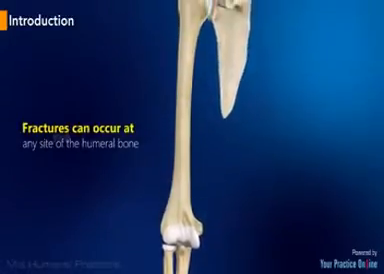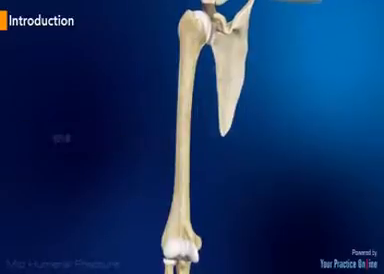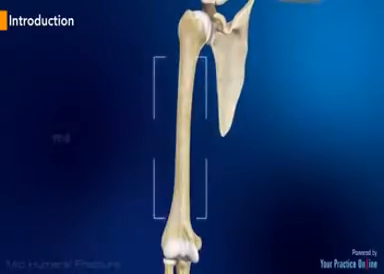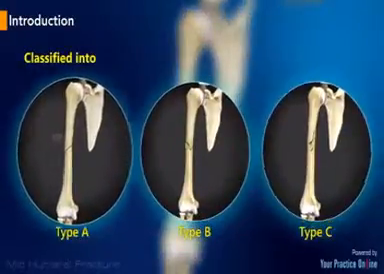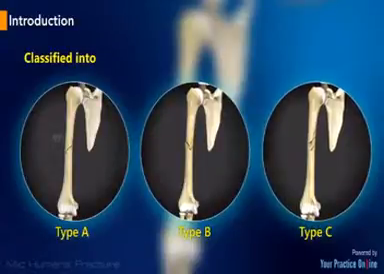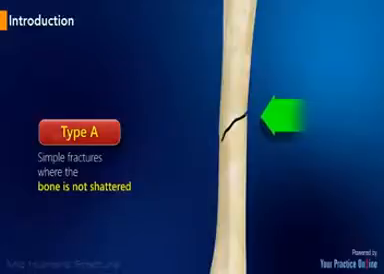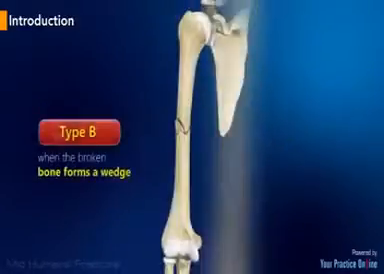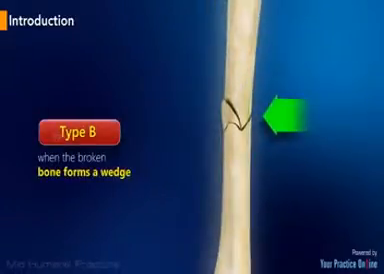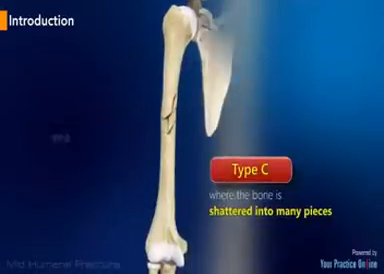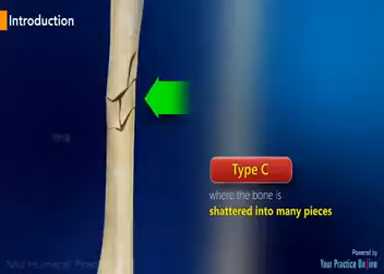Fractures can occur at any site of the humeral bone. Mid-humeral fractures are fractures that occur in between the shoulder joint and elbow. They are classified into type A, B, or C fractures. Type A fractures are simple fractures where the bone is not shattered. Type B fractures are fractures when the broken bone forms a wedge. And type C fractures are when the bone is shattered into many pieces.